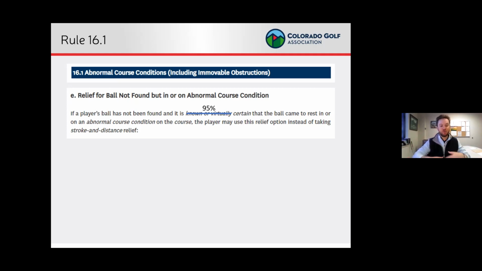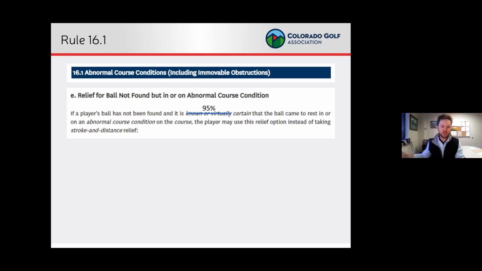It's over a little hill. You come over the hill and boom, right where 250 is, there's this big area of temporary water. You look around, the rough is pretty thin. You've seen the ball, the only place it can be realistically is right here in the temporary water. We have knowledge or virtual certainty there that the ball is in the abnormal course condition, so we can use 16.1e now. Again, there's some subjectivity.